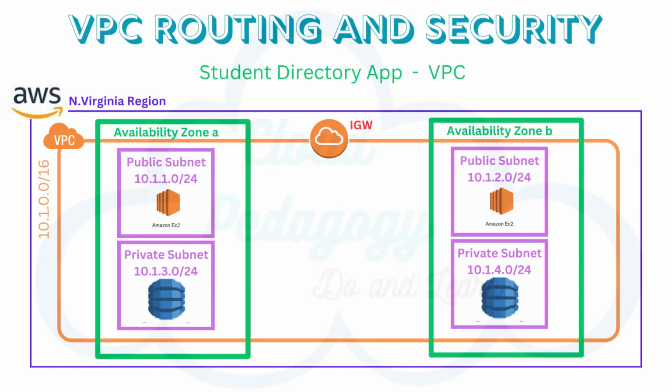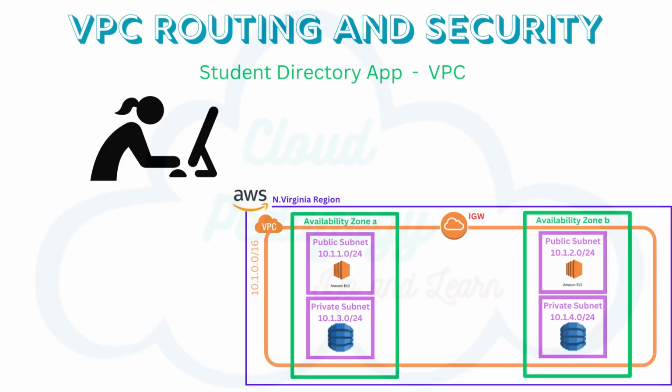But we are missing one large component here. Say we have a user and that user wants to access our student directory application. Eventually, the internet traffic would flow through the internet gateway. But then, where would it go?